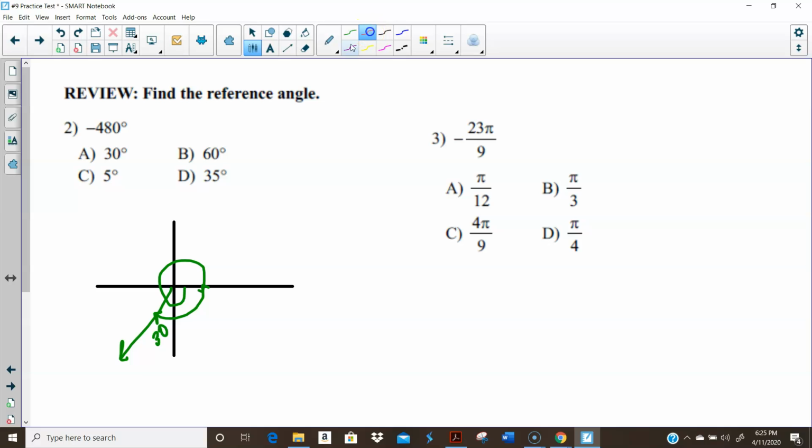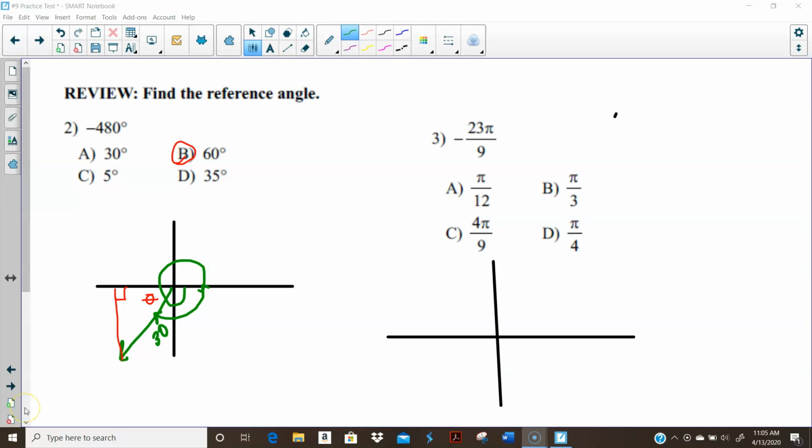So in order to find the reference angle, you're going to bring this up to the x-axis, and the reference angle is right here. And so the reference angle is 60. So B, 60 degrees. Number 3, find the reference angle. So this is in radians.